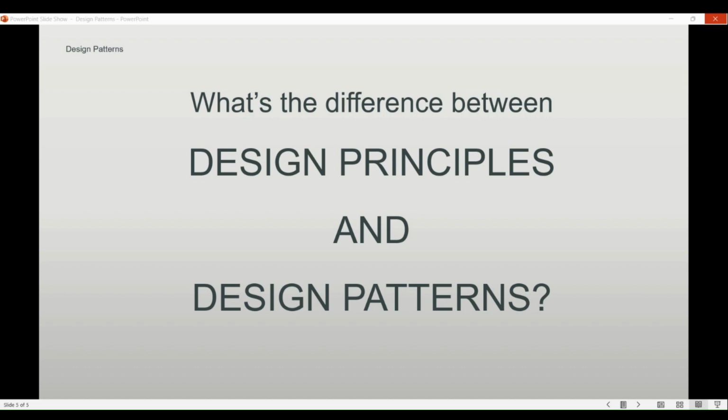SOLID design principles we have already covered in the previous videos. Now we will explore some of these popular design patterns from the next part.